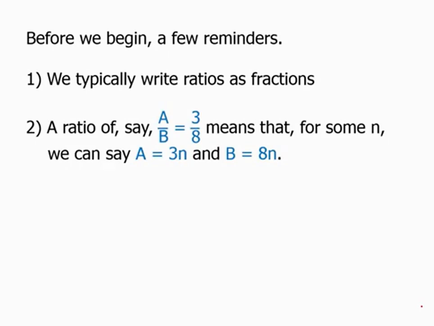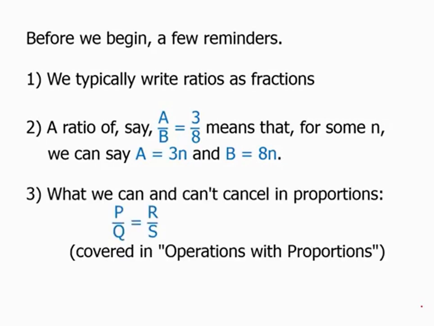Also, we can write any ratio in what I would call algebraic terms. So if we have a ratio of A/B equals 3 over 8, that means for some n, we can write A equals 3n and B equals 8n. And sometimes setting things in terms of the algebra allows us to set up algebra and solve. So that's one possible strategy for ratios also.